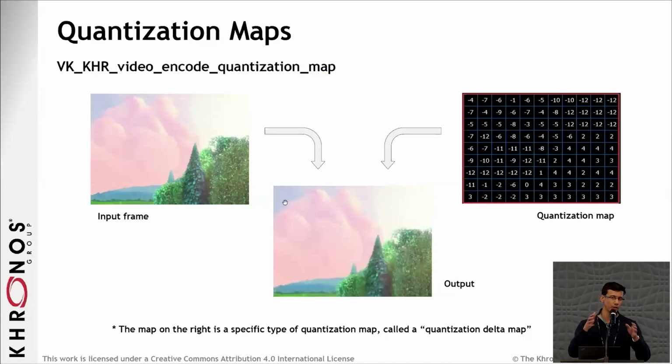But you can see that some of the details that were there earlier in the complex regions have been sort of washed out. But this is an extreme example. It just serves to show what you can do with quantization maps.